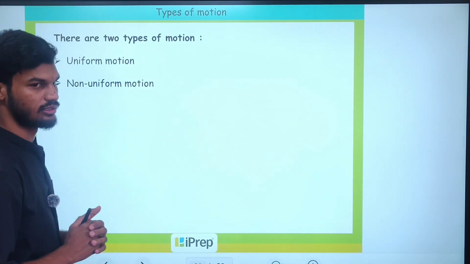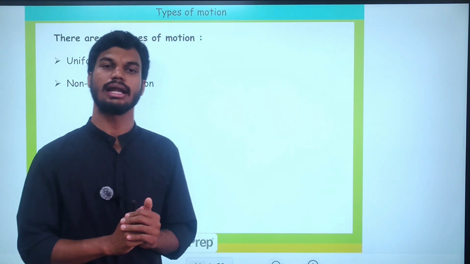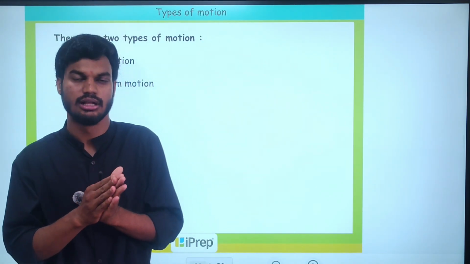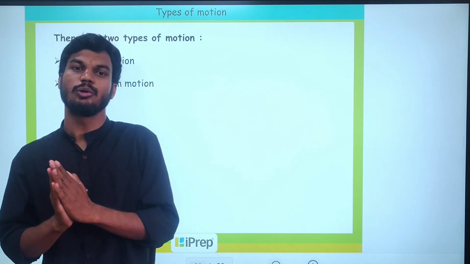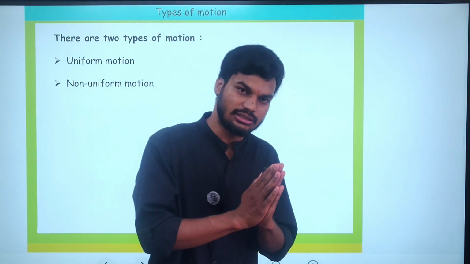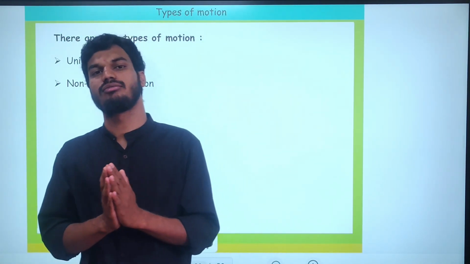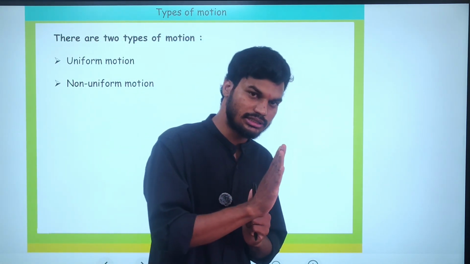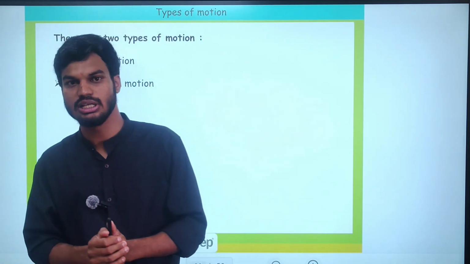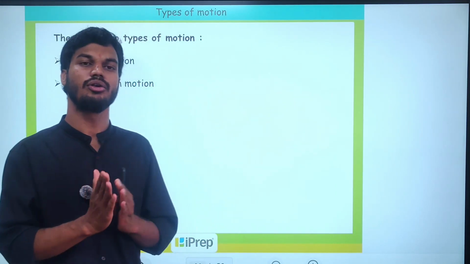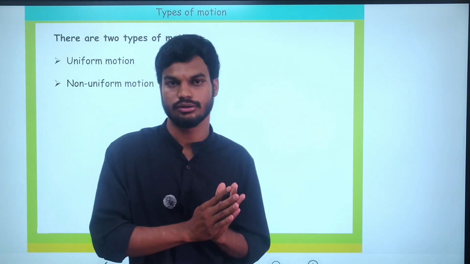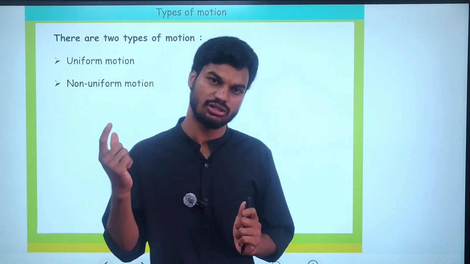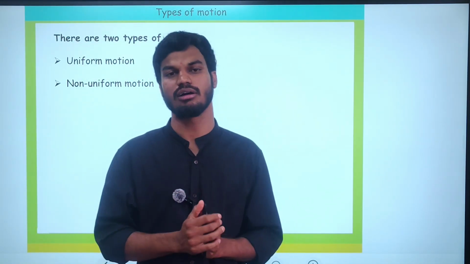Next, types of motion. Motion is classified into two categories: uniform motion and non-uniform motion. Uniform motion means the body travels the same distance in equal intervals of time. Simply, the object travels equal distance in equal intervals of time. That is known as uniform motion. Non-uniform motion is quite opposite to uniform motion: the body covers unequal distance in equal intervals of time.